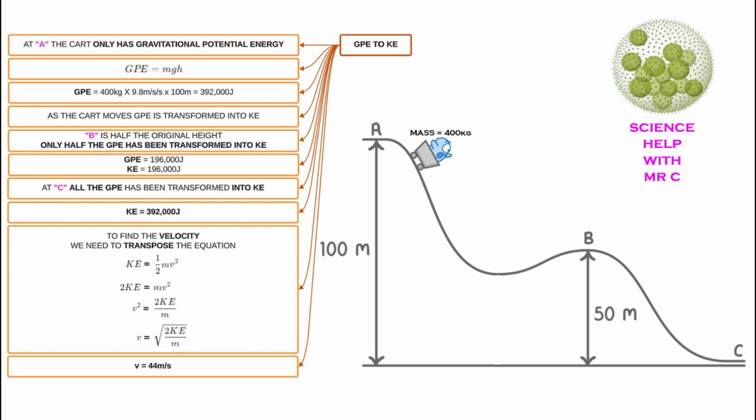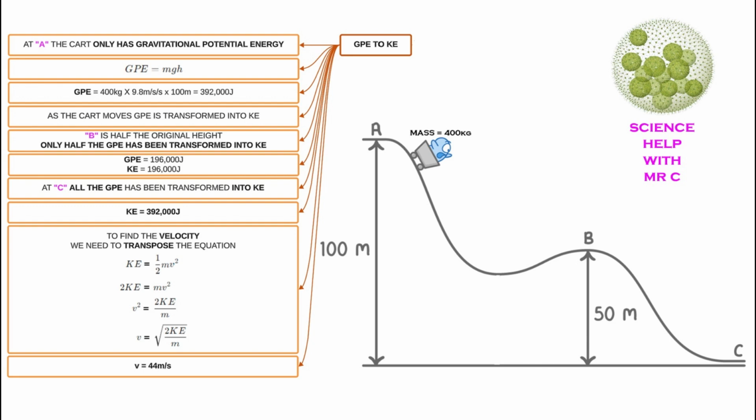As the cart starts to move, the energy in the gravitational potential energy is transferred into kinetic energy. At point B, which is only 50 meters high, half of the GPE has been converted into kinetic energy. So we still have half the energy as gravitational potential energy at 196,000 joules, and the other half has been converted into kinetic energy, which again is 196,000 joules.